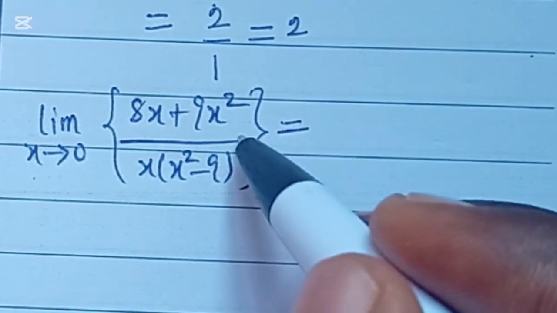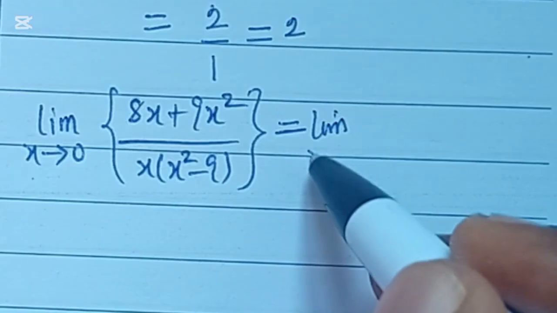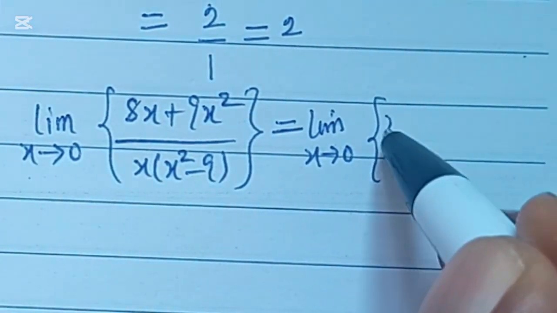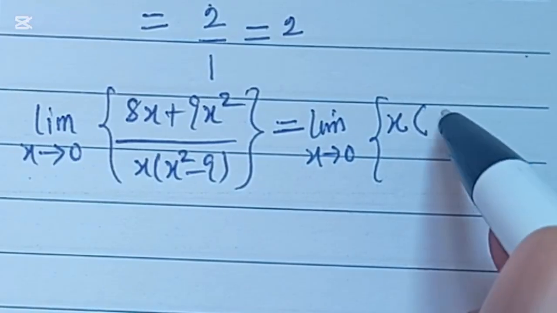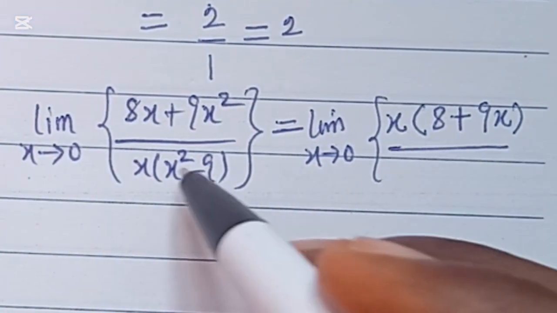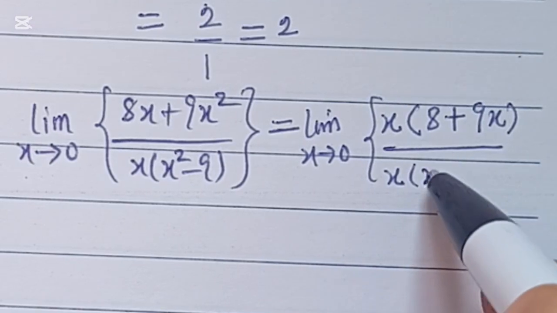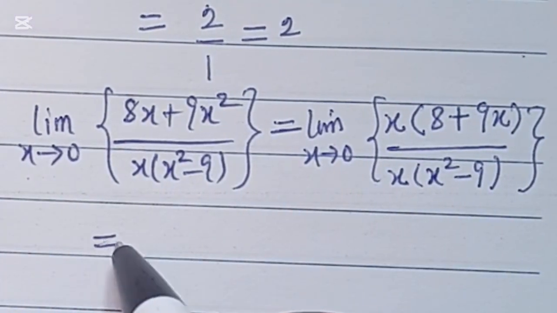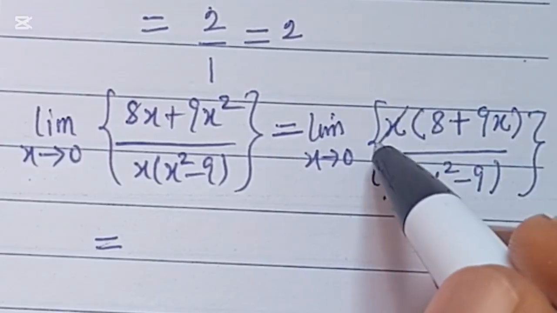So you can see from this limit that x is common here. So you can bring out x from this expression, and we are left with 8 plus 9x. At the bottom, x is already out. So x squared minus 9. If you look carefully, you see that x can cancel out x.